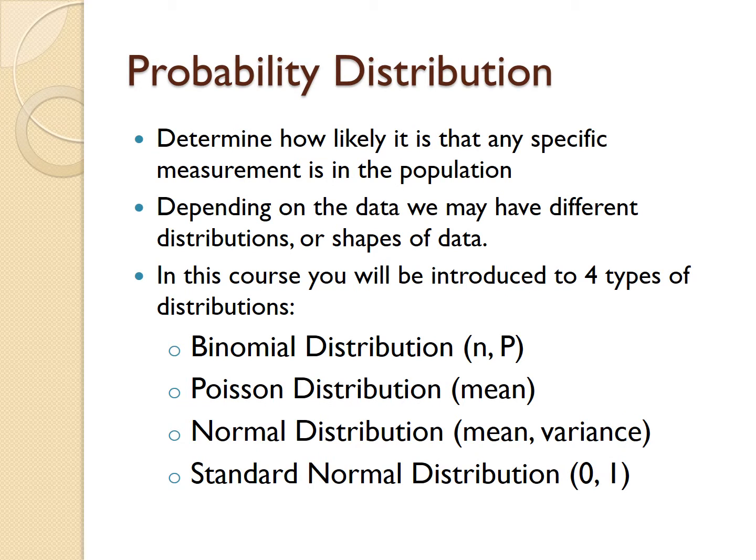Probability distribution determines how likely it is that any specific measurement is in the population. Depending on the data that we have, we may have different distributions or shapes of data. In this course, you'll be introduced to 4 types of distributions: the binomial distribution, the Poisson distribution, the normal distribution, and the standard normal distribution.